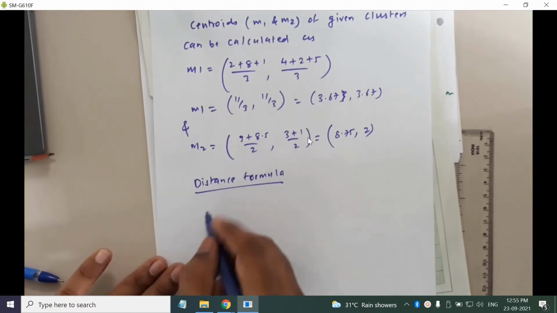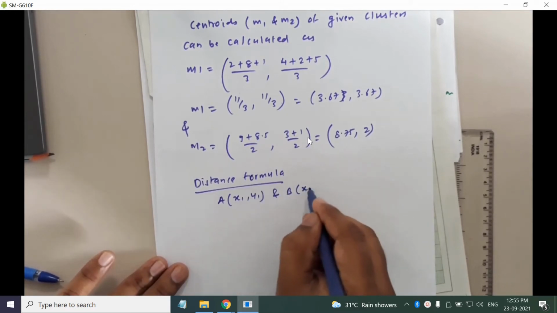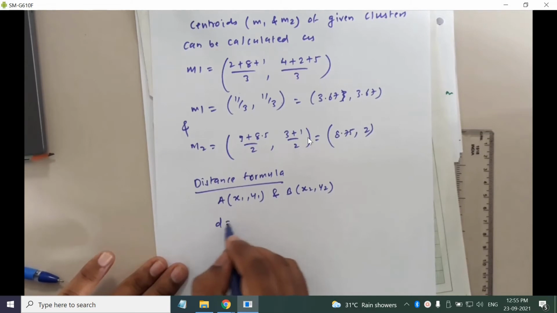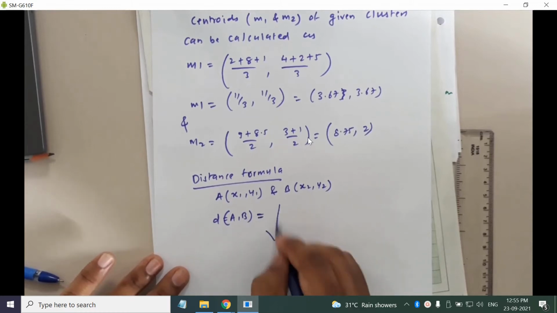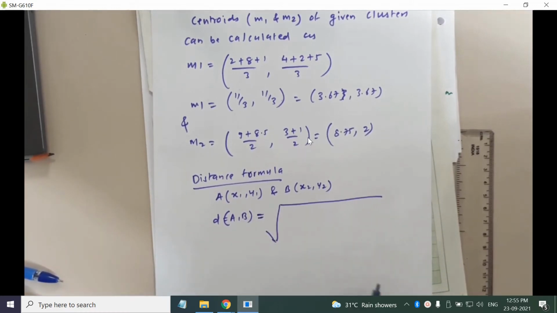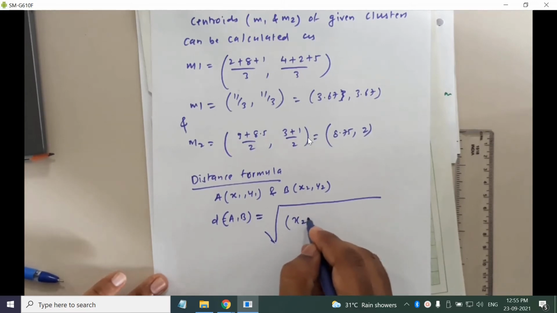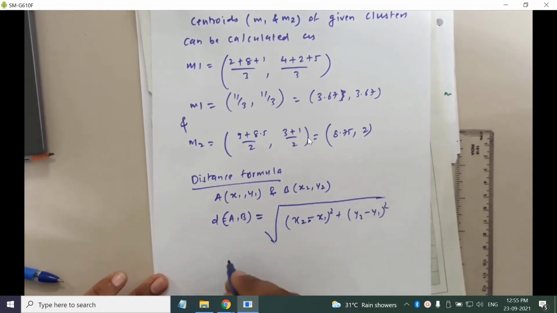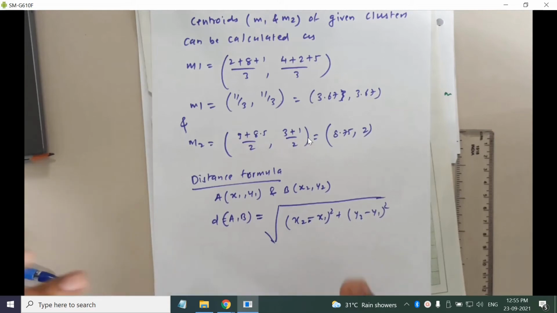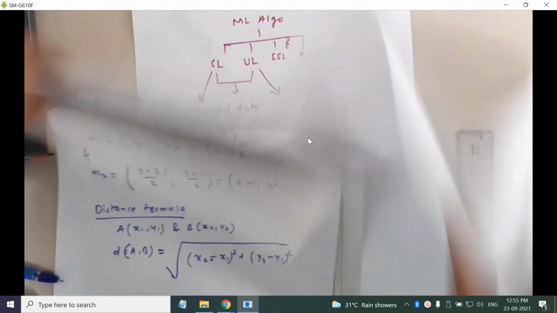If I have A (x1, y1) and B (x2, y2), what is the distance formula to calculate the distance between A and B? Euclidean distance formula. Anyone? x2 minus x1 whole square plus y2 minus y1 whole square, under a square root. Yes. This is known as the Euclidean distance formula, right? So we'll be doing it in a tabular manner, so it will be much easier to analyze.